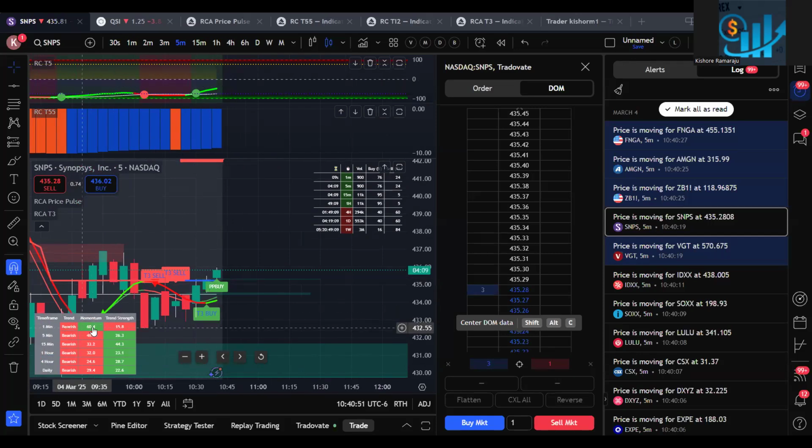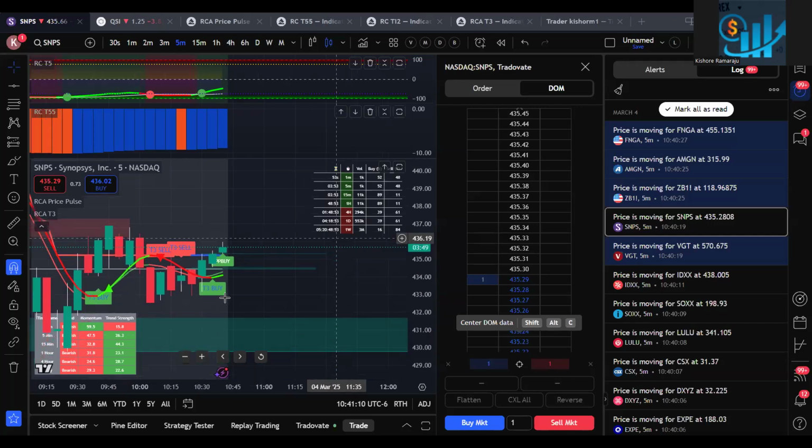But the momentum is only bullish in 5 minutes or 1 minute. In all other time frames, it is still looking bearish. So again, to be right, if 1, 5, 15 are bullish, then you have a 90% chance of making money. Because 5 and 15 are still red, it is better we wait.